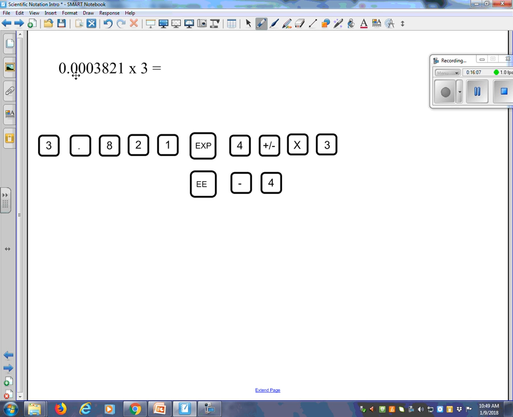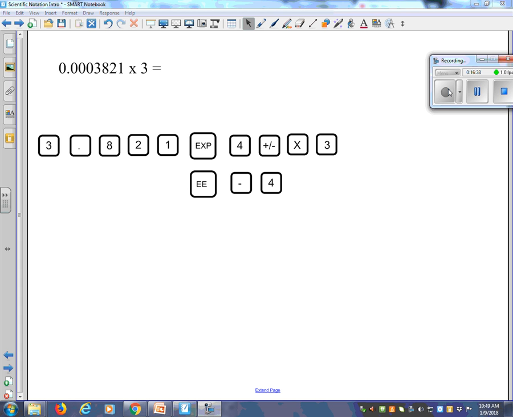Now, what if you have to multiply that number times something? If you're going to multiply by 3, because you're going to come across this in the electric field unit, let's type it in again. 3.821 EXP 4 negative. That gets you the number in scientific notation. And then you just go times 3.